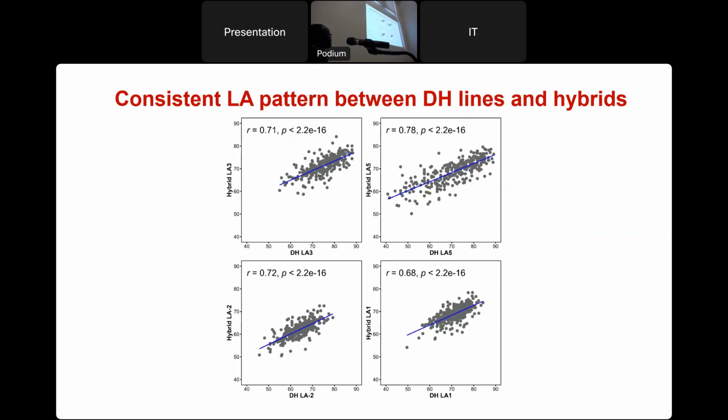Now, the first point we were interested in was to see how consistent the leaf angle pattern is between the DH lines and their respective hybrids. Looking at these 4 panels, from the bottom left, which is the lowest canopy position, to the upper canopy position, we see overall that there is a consistent leaf angle pattern between the DH lines and their respective hybrids.